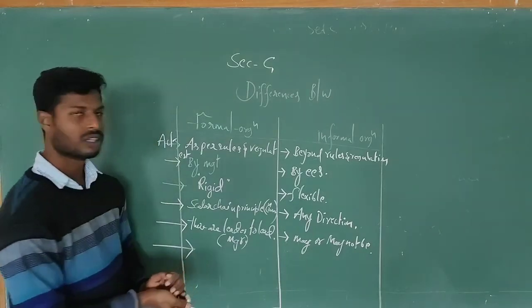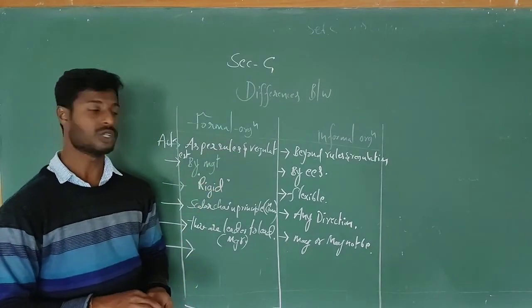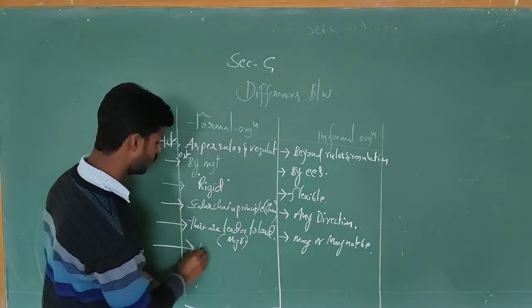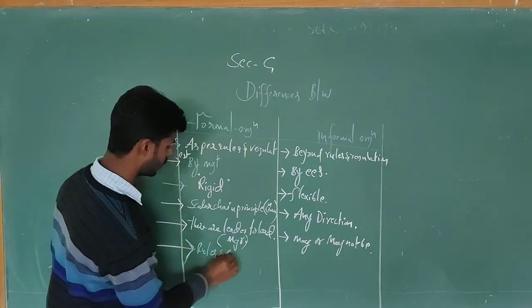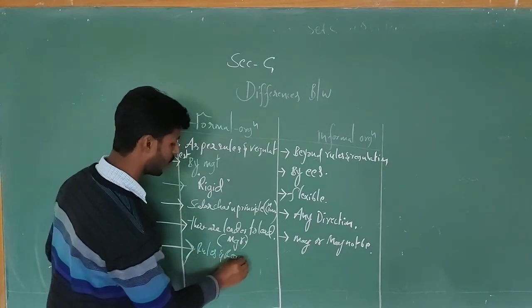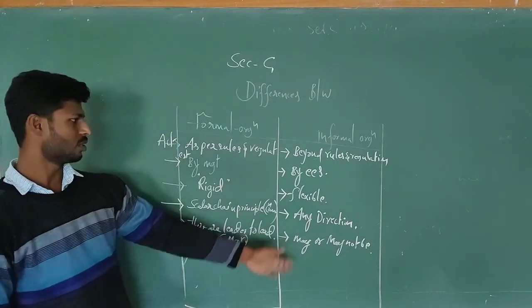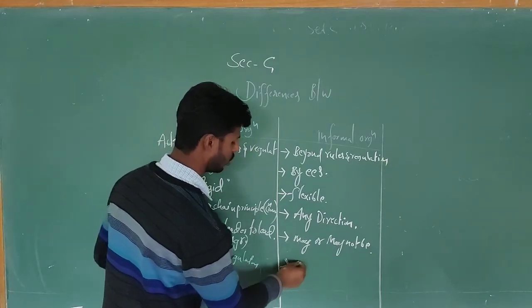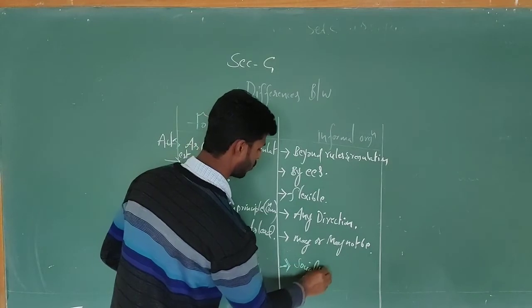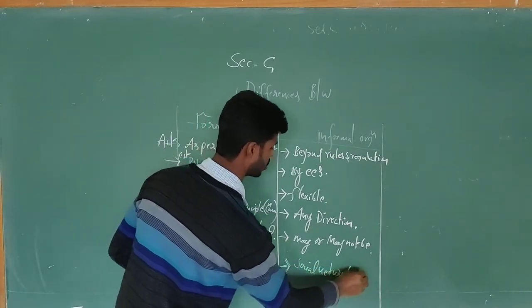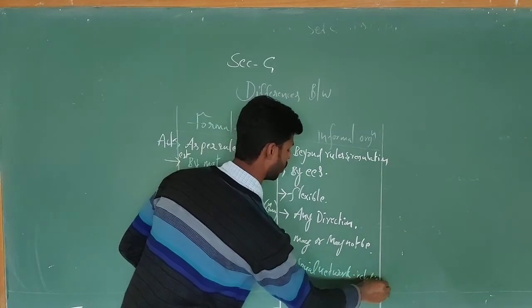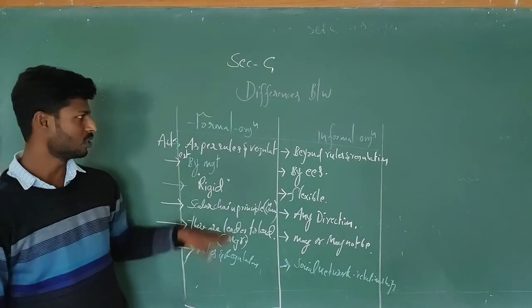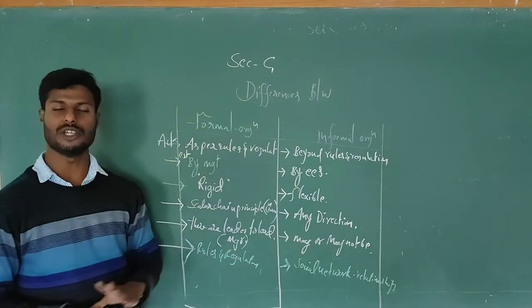Next difference, the formal organizations. Formal organizations are established as per the rules and regulations. But informal organizations are established through social network relationships. That is one of the very important aspects related to formal and informal organization.